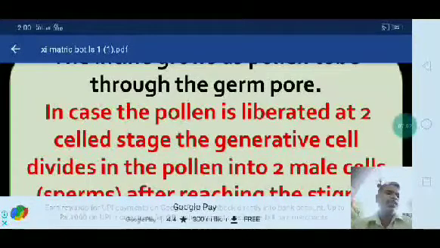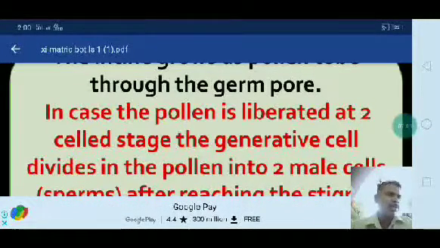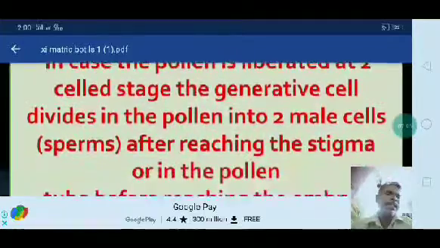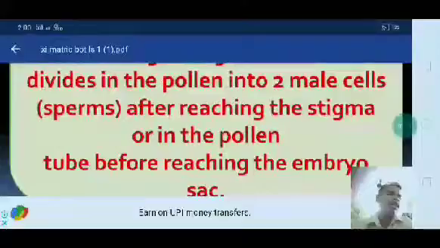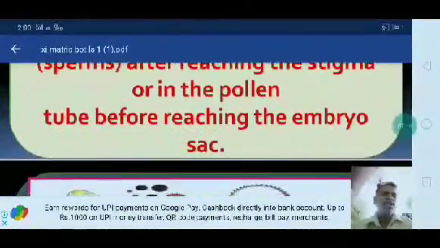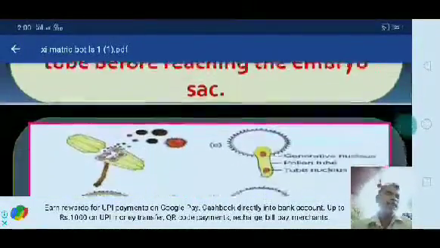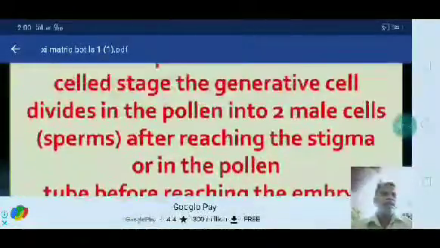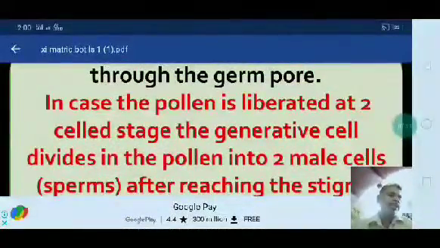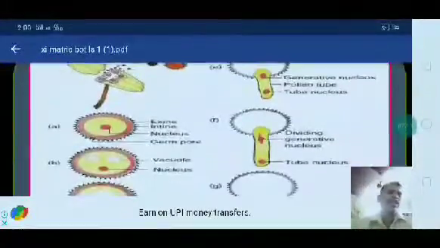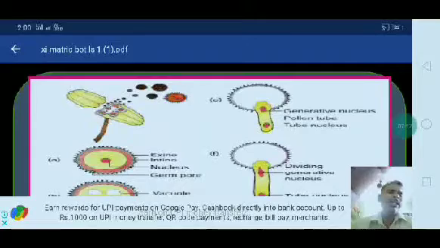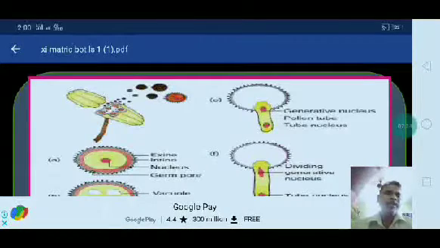In case the pollen is liberated at the two-cell stage, the generative cell divides into two male cells after reaching the stigma, or in the pollen tube before reaching the embryo sac. These are the stages of pollen tube formation, how the pollen grains are formed from the microspores in the microsporangium. Here is a diagrammatic representation of pollen germination, how the pollen is produced from the anther.